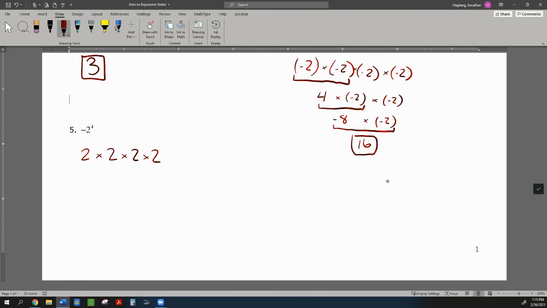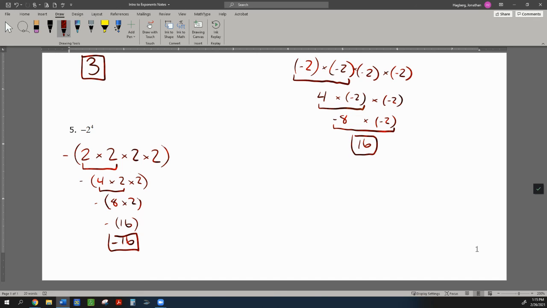But then we got to deal with that negative, so make it negative. So whatever that exponent is, 2 to the fourth, and then make it negative. Well, we know what 2 to the fourth is. We can do 2 times 2 is 4, and bring down the rest. We have 4 times 2 is 8, and bring down the rest. And 8 times 2 is 16, and bring down the rest. So this is saying 2 to the fourth is 16, but we got to make it negative. So this one evaluates to negative 16.